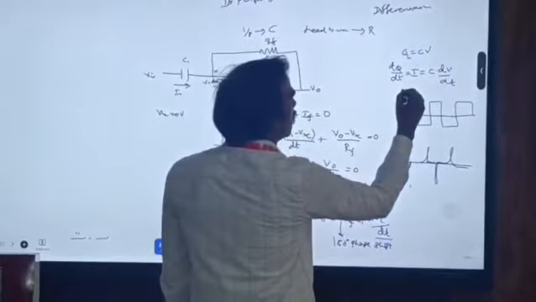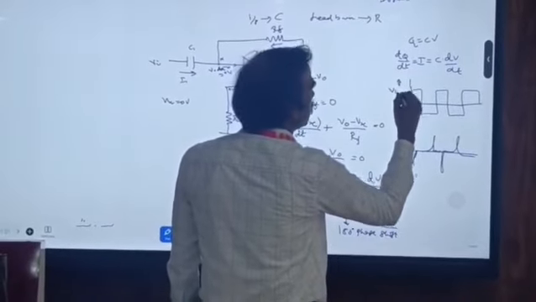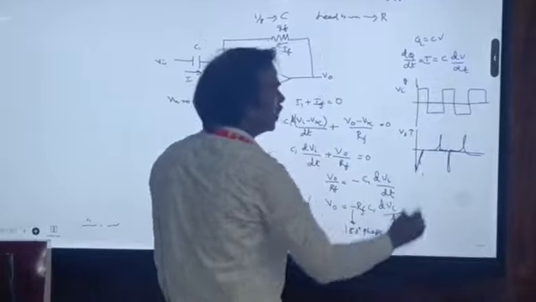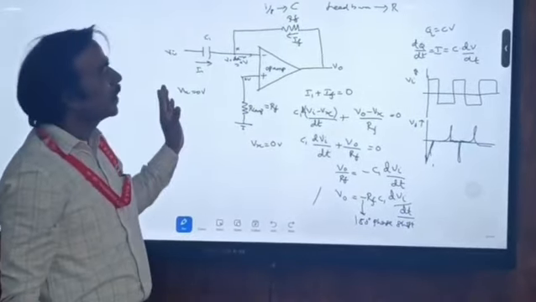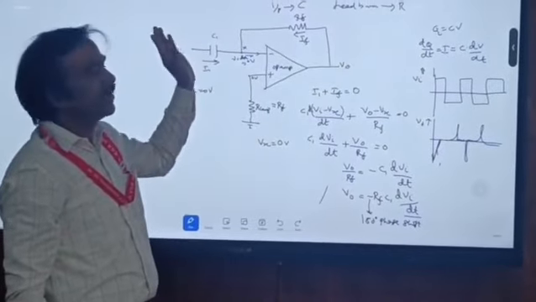So this is your input here. This is your output here. So this is the complete operation of the Opamp differentiator.